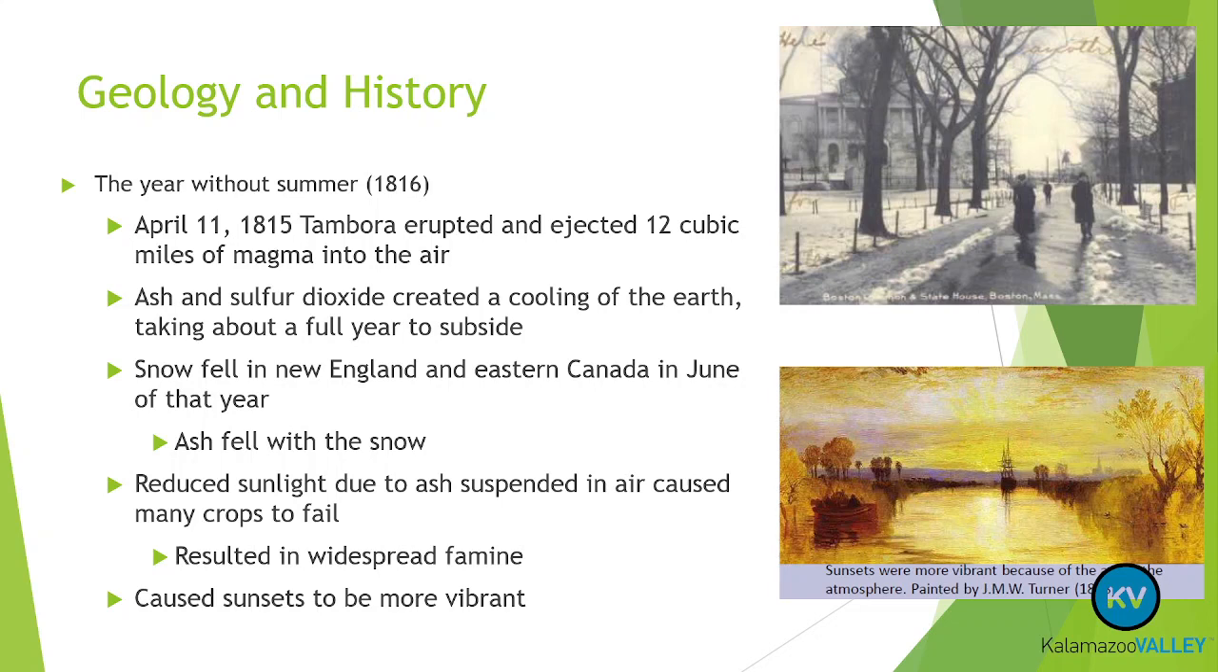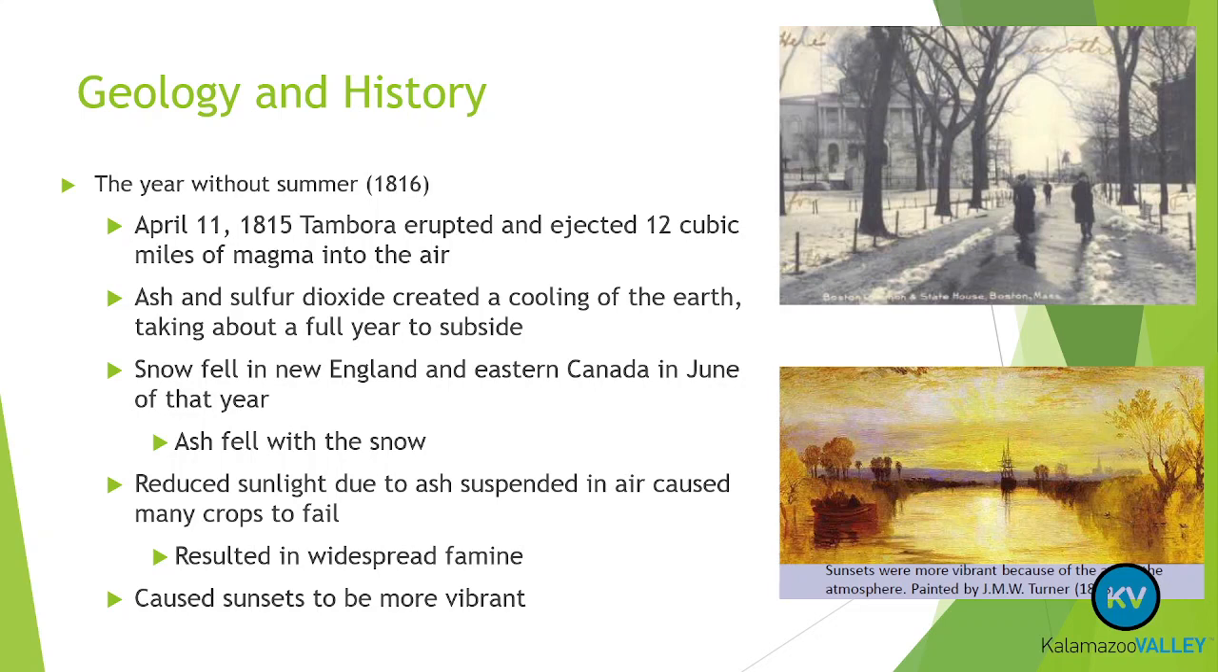So the ash and sulfur in the stratospheric haze associated with the eruption of that volcano covered much of Europe and actually ended up having a worldwide effect on climate and haze or cloud coverage. And this haze blocked quite a bit of sunlight, which actually meant that we had snowfall in England and eastern Canada in June of that year.